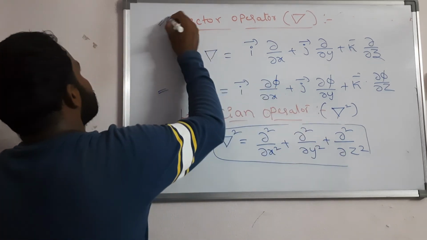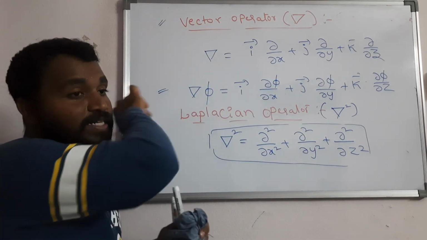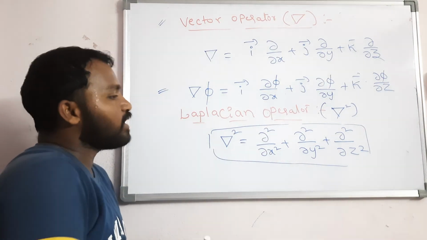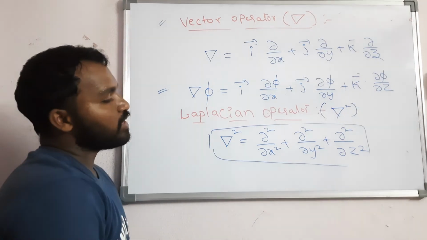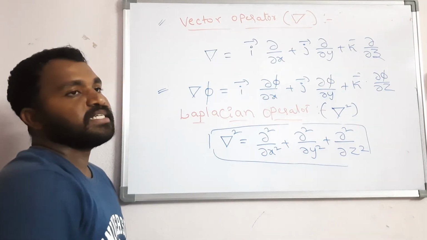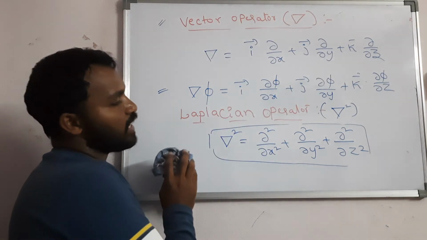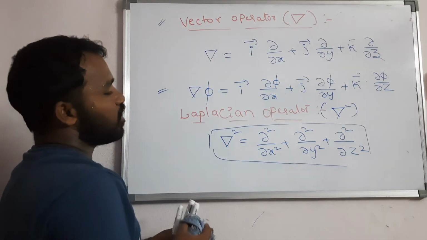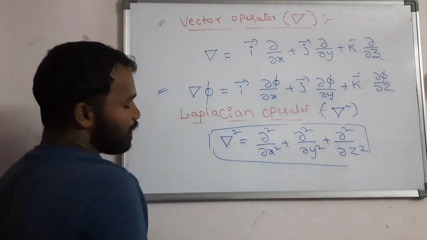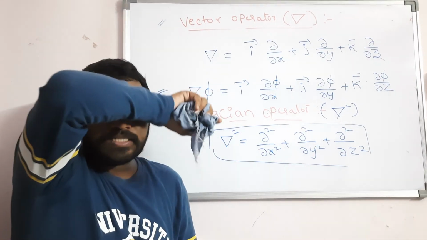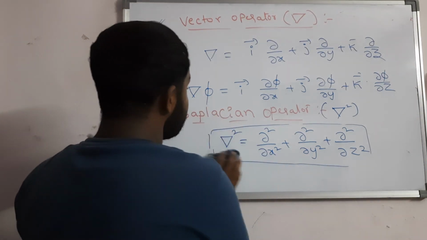Mostly they will ask it for short marks, so you should write the vector operator and the Laplacian operator. Del square is equal to dou square by dou x square plus dou square by dou y square plus dou square by dou z square. This is about the Laplacian operator. All these x, y, z are the coordinates, along with spherical coordinates and the i, j, k operators in the vector operator. So this is about the vector and Laplacian operator. Next we will discuss the complex operator.